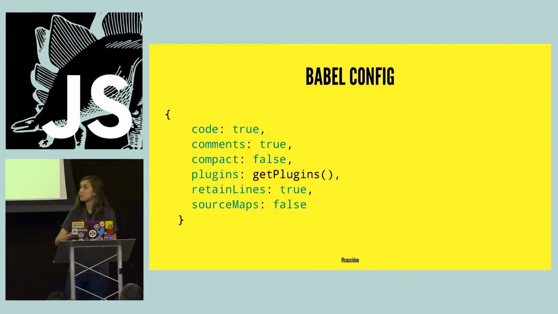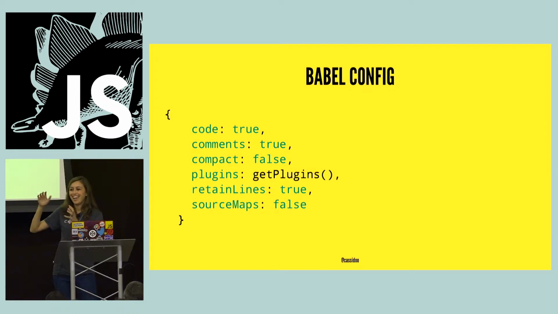So code was true. We also wanted the comments to be true, so that if you were to export your code and you could get the compiled version and the original version, the comments would still be there. Otherwise, Babel would just cut out all the comments. Compact is false. We didn't want to give someone minified code when they got their code result. Plugins, that's just our function of all of the plugins that we were returning from our array that I mentioned before. Retaining the lines was very important too because of error detection. We wanted to generally say, okay, there's a line on this error, or an error on this line.